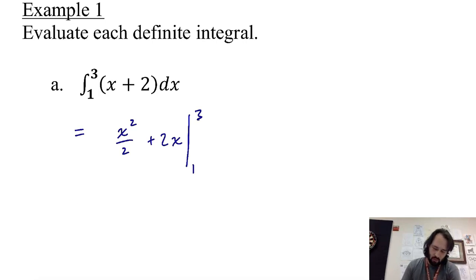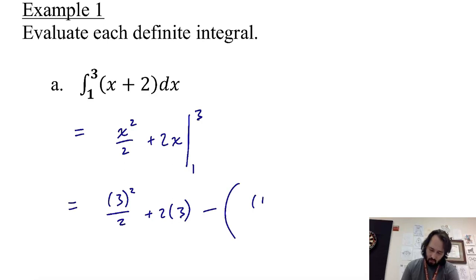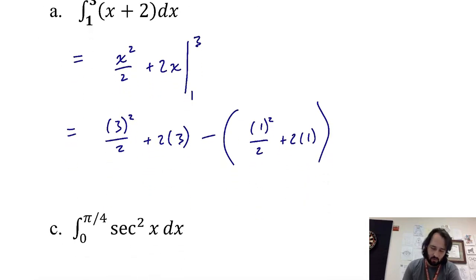Right, so then this would equal 3 squared over 2 plus 2 times 3 minus 1 squared over 2 plus 2 times 1. And you could actually leave your answer like that if it's a free response question, but if we have multiple choice, we need to simplify this a little bit.